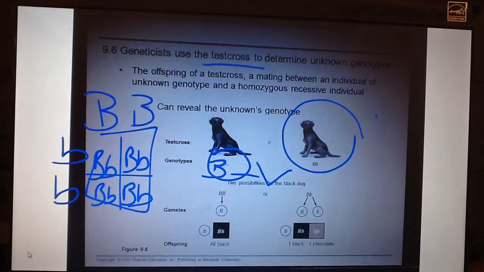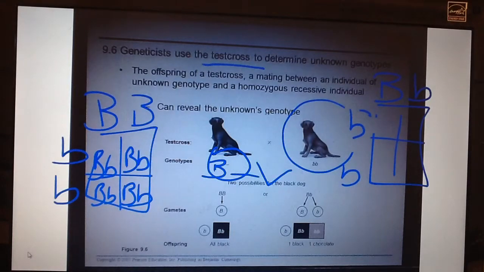However, if you do the exact same cross, but the black lab is actually heterozygous, you're going to create some black labs, but you're also going to create some brown labs. So by looking at the offspring, we're able to determine the genotypes of the parents, even if it's not expressed in the phenotype.